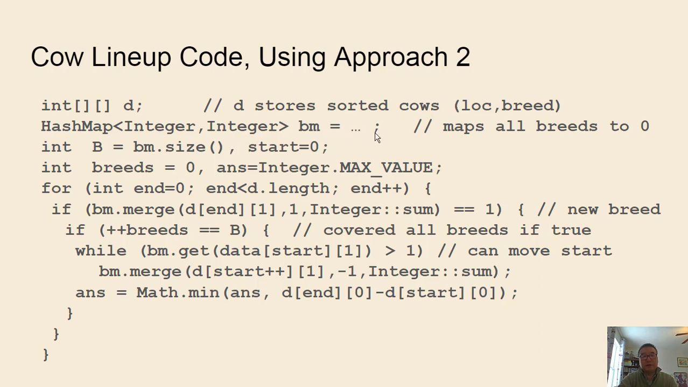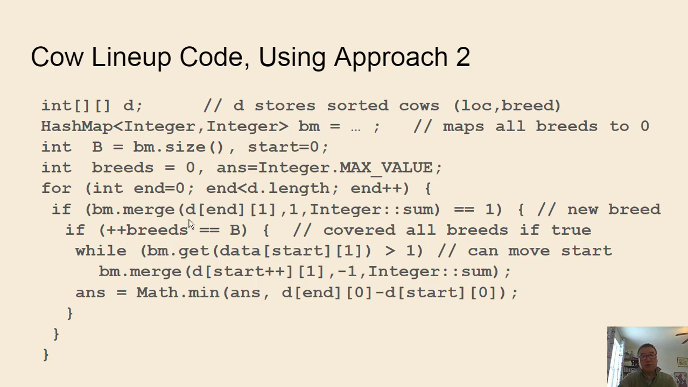So I'm using this data structure for 2 different purposes: to keep track of the different breeds, and also, later on, to keep track of the number of cows in each breed. Then I loop over all possible ending positions, and because I will be adding a new cow, this is the code for adding a new cow. I'm incrementing the number of cows for that breed in the window. And if after I increment it, the result is 1, then that means before I added this cow, I didn't have any cow of that breed. So this means a new breed.